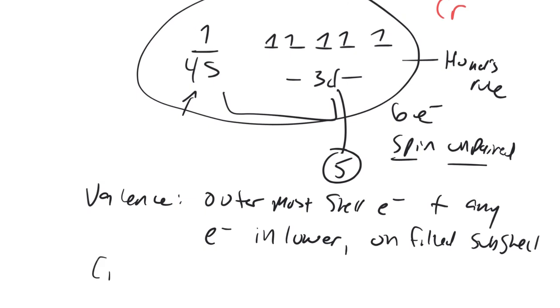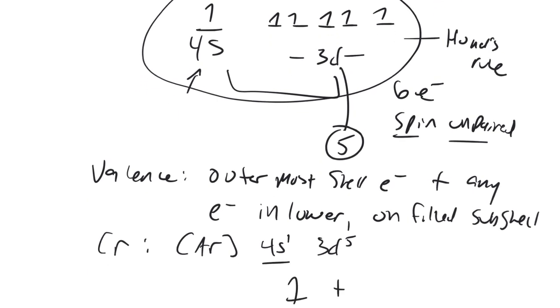So for chromium, again, we have that argon configuration, 4s1 3d5. The outermost shell is n equals 4. The shell is the n value, so the highest n, the outermost shell, has the 1 electron in the 4s. And then the d block here isn't filled. Filled would be 10 electrons. Once I put 10 electrons into the 3d subshell, then it would be totally filled. But as long as it's not totally filled, I count those electrons too. So I'd have 6 valence electrons for chromium.